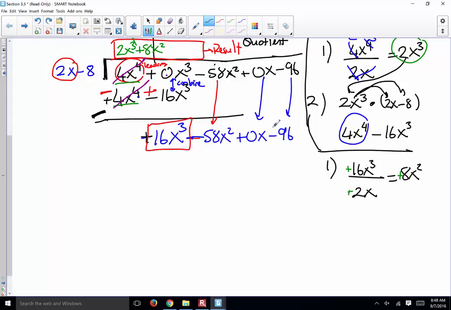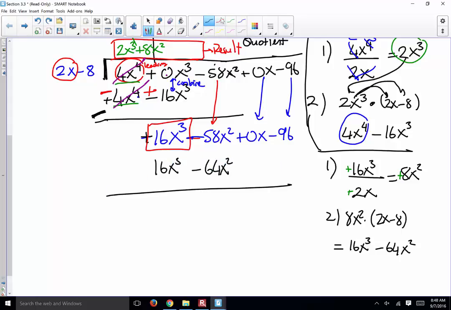Next, I take that 8x squared and multiply it with the divisor again. This will give us 16x cubed. It should match this, and it's matching. Minus 64x squared. Perfect. And I subtract 16x cubed minus 64x squared. How? Flip the signs. These cancel when you flip the sign. Positive 64 take away negative 58 is 8. And these transfer down to 0x and minus 96.